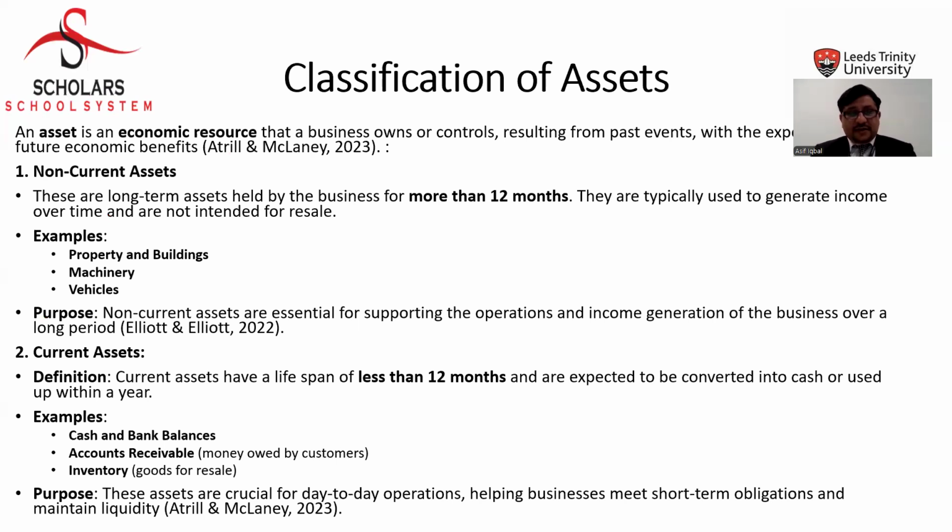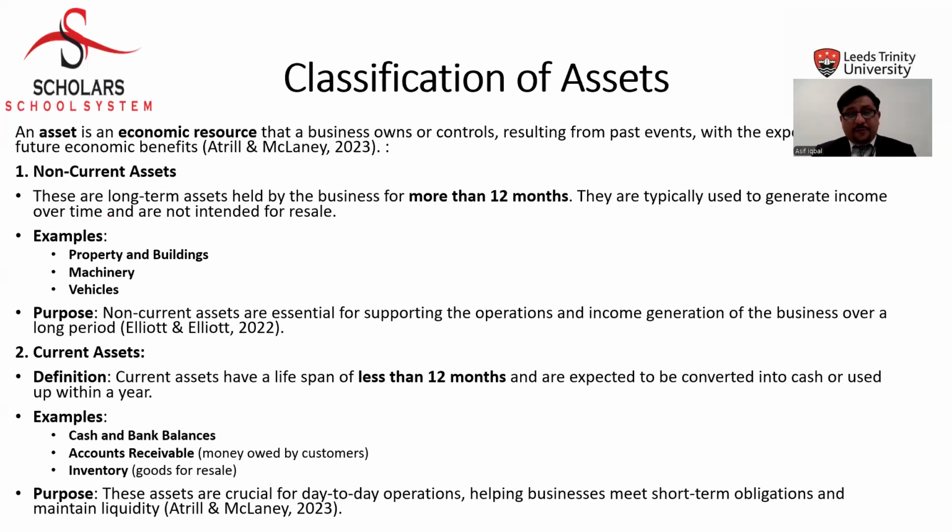Classification of assets. An asset is an economic resource that a business owns or controls, resulting from past events with expected future economic benefit. There are two main types of assets: one is non-current assets and the other is current assets.